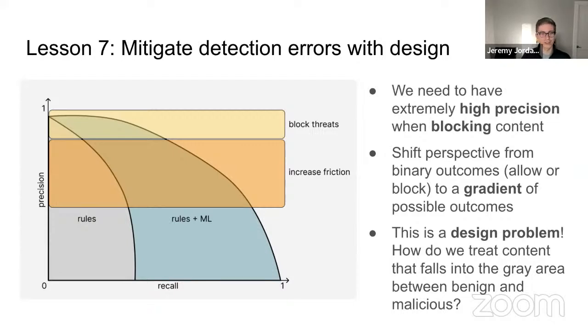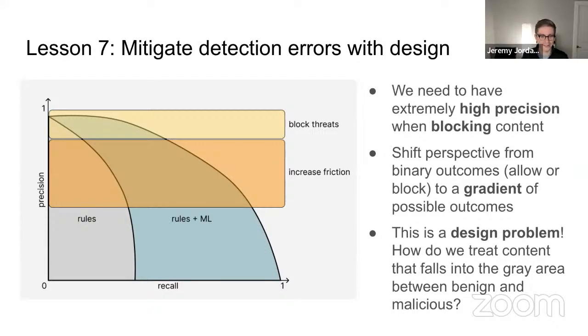But that prevents us from being able to effectively mitigate all of the threats out there, because we need to tune our model thresholds and rules to make sure that they're not firing on benign content. So how can we go a step further and protect our users from some of those threats that fall in that gray area? That's where I think there's a lot of value in shifting your perspective from this binary outcome of do I allow this content or do I block it, to this gradient of possible outcomes. And this is a design problem.